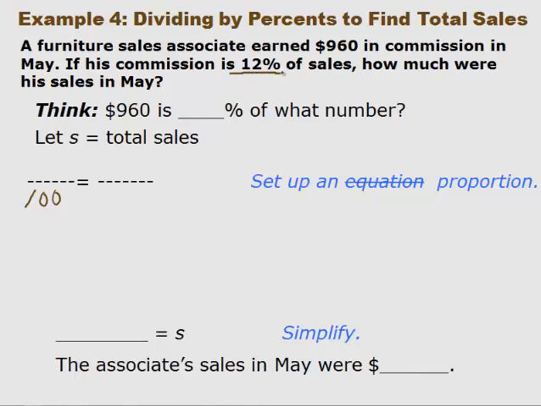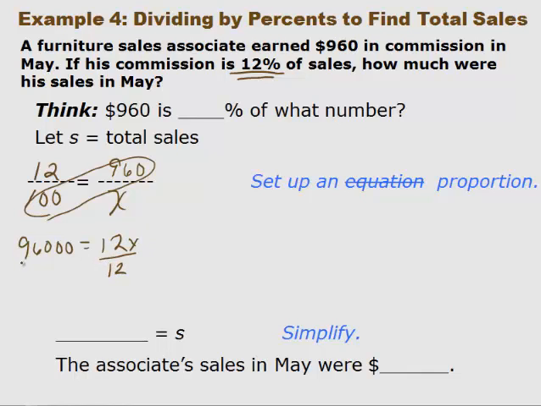His commission is 12%. The percentage goes over 100. Now you have to decide, is the 960 the 12% part, or is that the 100%, the whole? Correct, that's the percent part, because that's how much the 12% equals. So we want to know what his total sales were. The total goes on the bottom. Multiply on the diagonal for the cross product. Then solve for x. Divide by 12 to get x by itself. So your x, your unknown, is $8,000. So the associate's sales in May were $8,000.